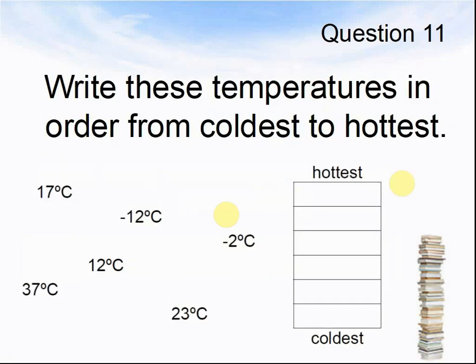Write these temperatures in order from the coldest to the hottest. Minus 12 degrees centigrade, minus 2 degrees centigrade, 37 degrees centigrade, 12 degrees centigrade, 17 degrees centigrade and 23 degrees centigrade. Pause the video until you are ready for the next question. Here comes question 12.